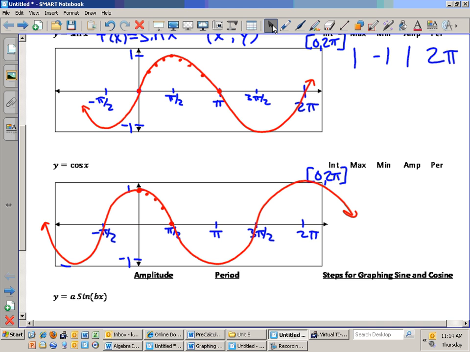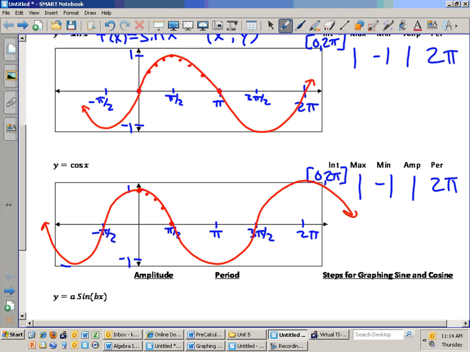So the characteristics are identical here in that the maximum value is 1, the minimum value is -1, the amplitude is 1, and the period, again, is 2 pi. And those are your 2 chief parent functions for trigonometry. If we can learn how to graph sine and cosine, we're in good shape.